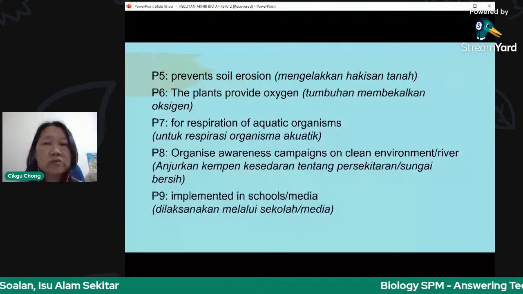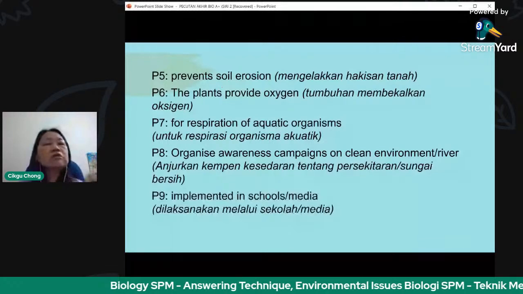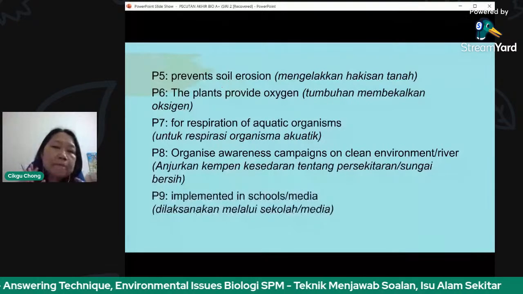I don't know why that's a point. That's a point for future generations. So you can talk about that. You can also have other things. Restrict the disposal. Try not to throw rubbish into the river.